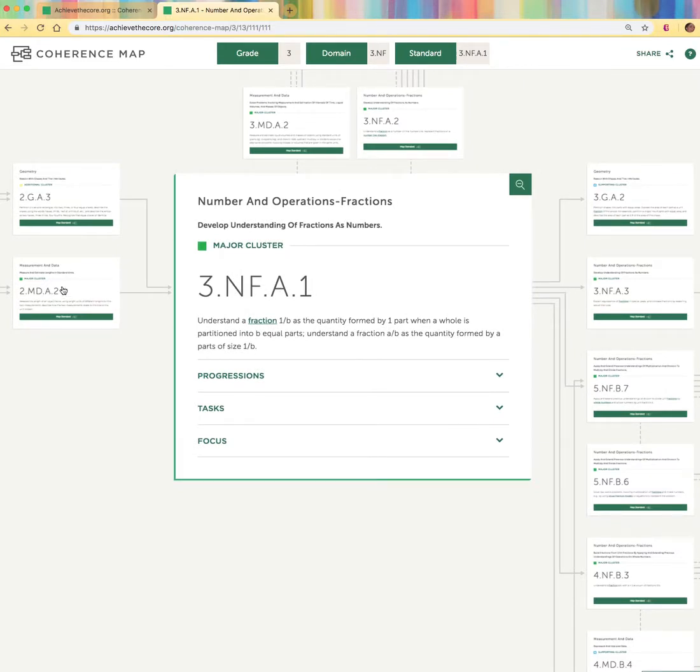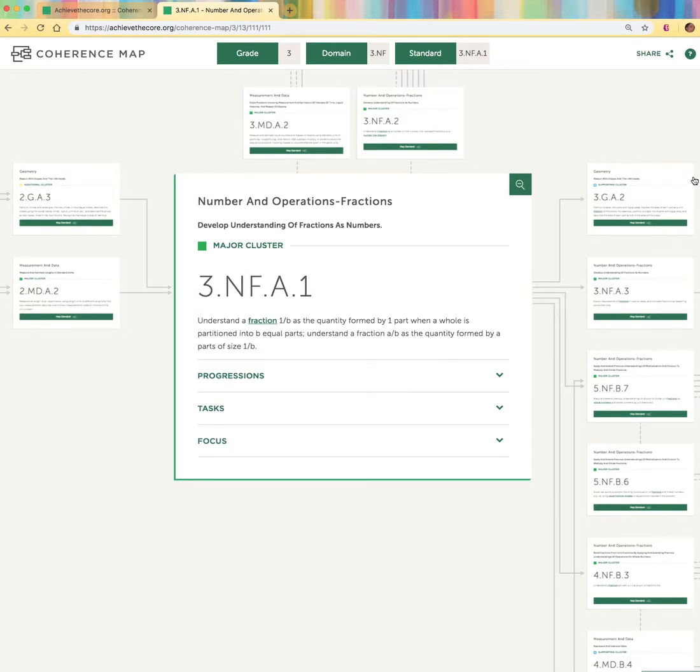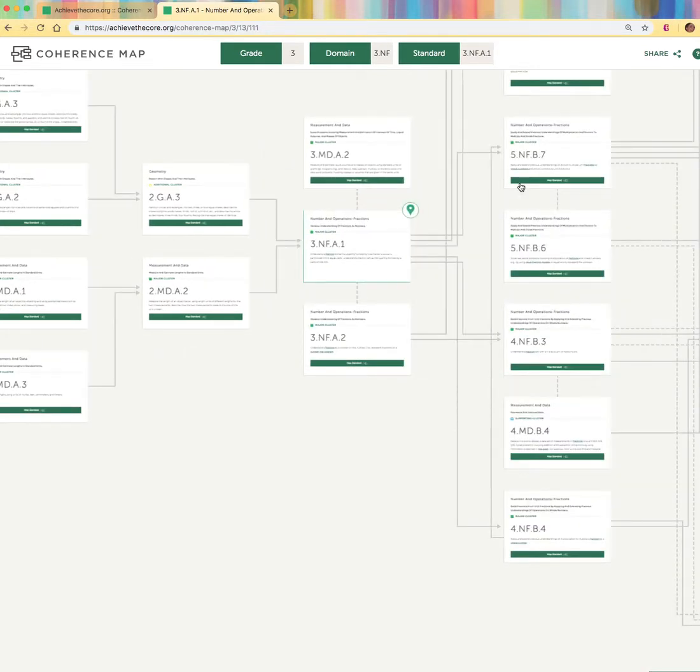I can then go look at the second foundational standard, which was this measurement and data standard in second grade, and I can see that measuring an object was also foundational to understanding fractions. And again, I can get back to my target by finding the map icon and clicking on it. All right, so do you see the little magnifying glass here up in the right-hand corner? If I click on that little magnifying glass, I get a bird's eye view. Here are the two standards that we were looking at previously that were foundational, and the standards that are foundational to those standards would be contained to their left as well.